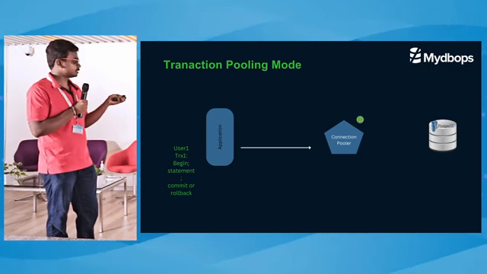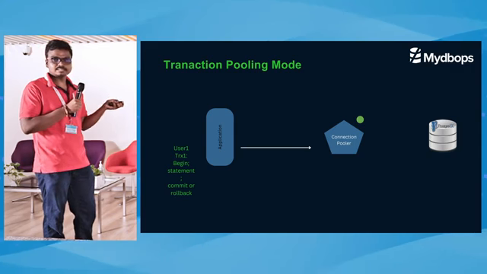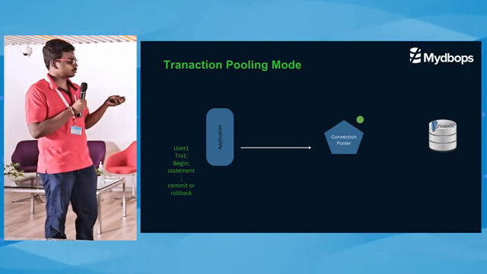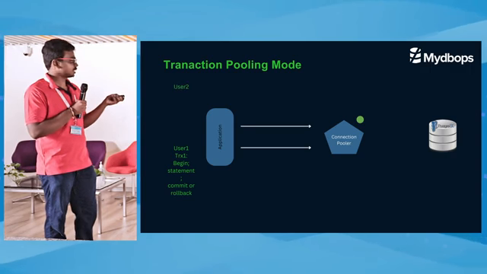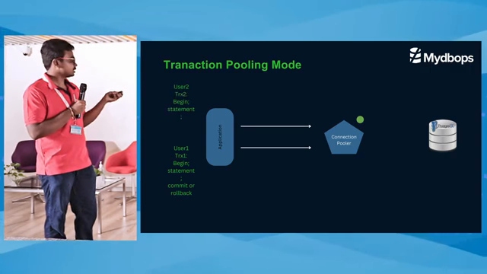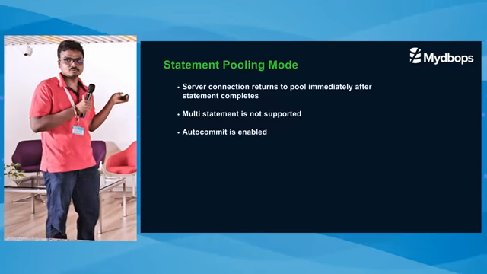Once we commit, either commit or rollback, then immediately the connection will be sent back to the pool. It doesn't need to wait for the application to close the connection. Once the transaction is closed, it will close the connection and send it back to the pool. And if another user is making a connection, and once they start a transaction, the same thing will happen. So this is the transaction mode.